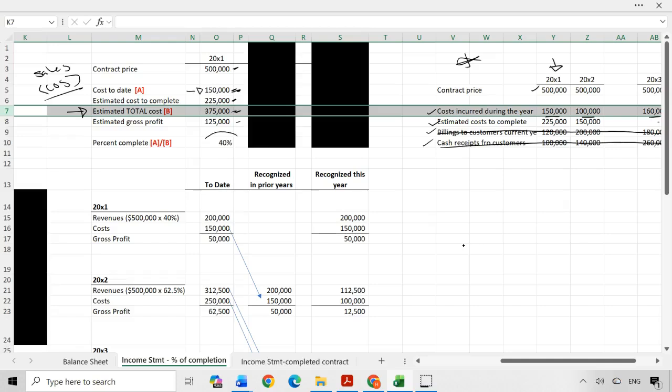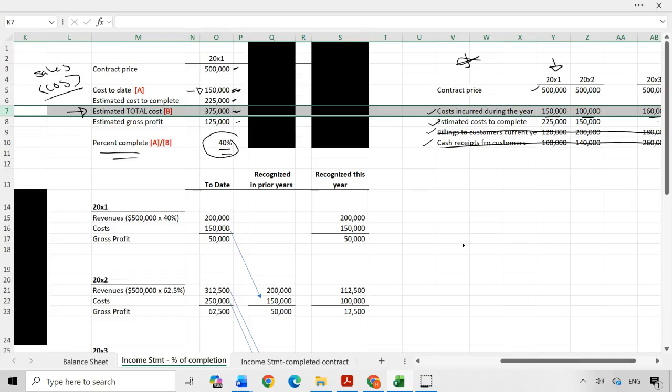So based on these numbers, when you take the total cost to date, the actual cost, divided by the estimated cost, what we think the total estimated cost for this project will be, we get in year one that we are 40% complete with this project, at least for revenue recognition purposes. That's how you recognize the percentage. And this is what we're going to do.